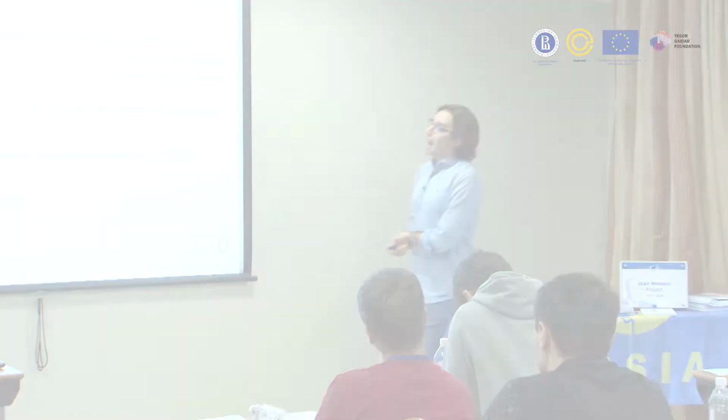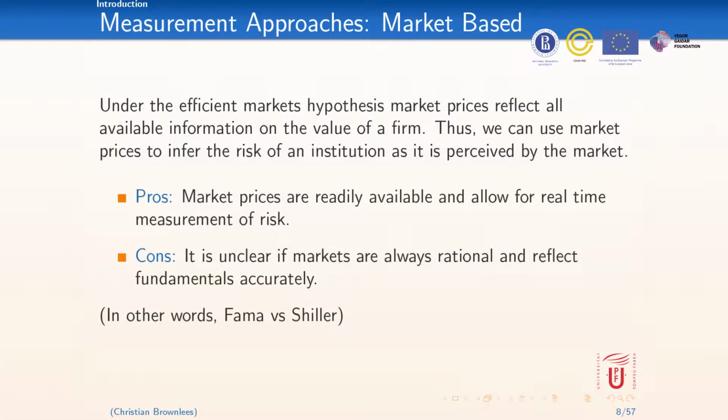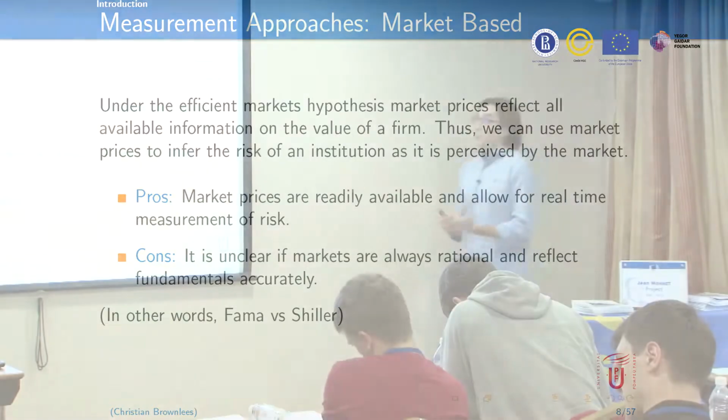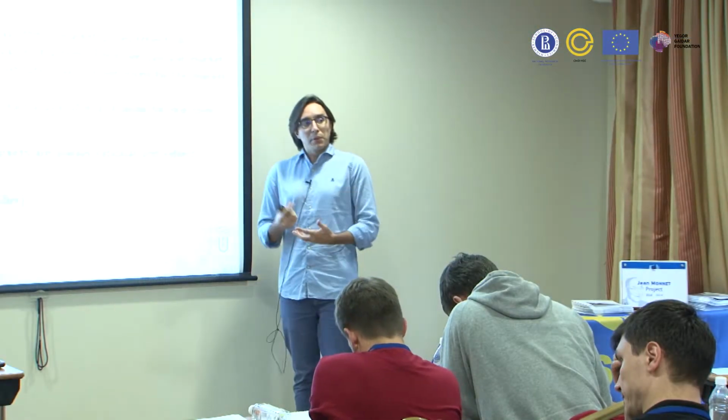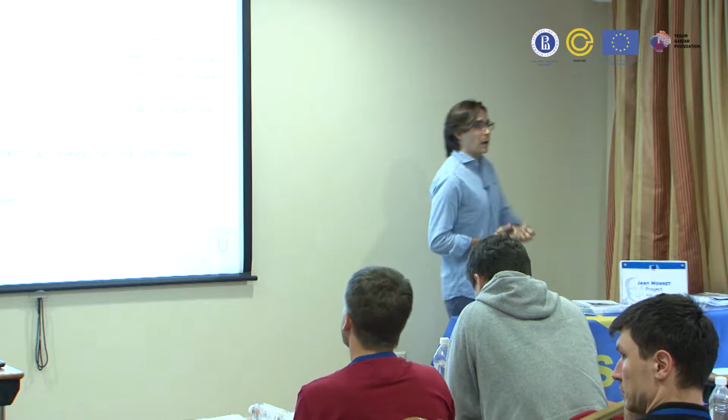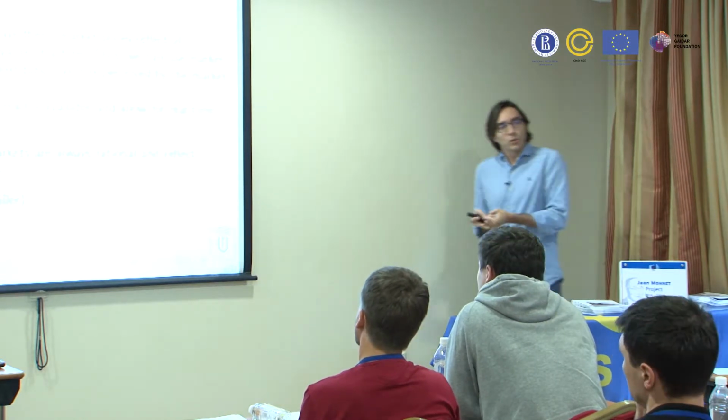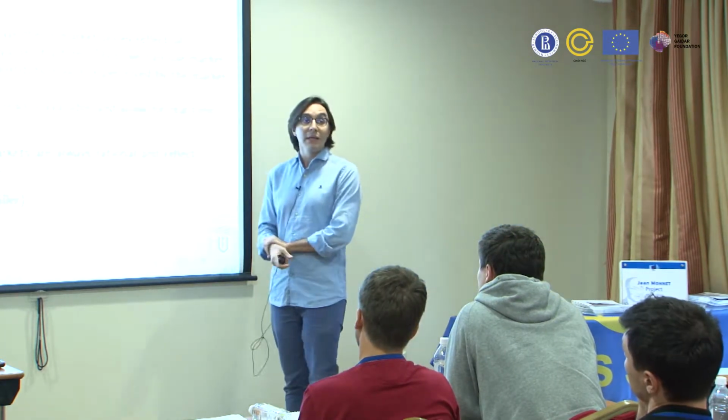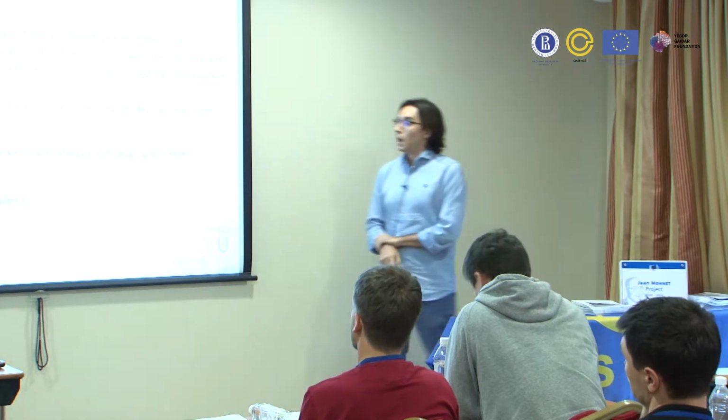Now, when you talk about stock prices, people sometimes have mixed feelings about it, so let me just try to motivate things a little bit more here. If you believe the efficient market hypothesis, stock prices reflect all publicly available information regarding a company. So the idea here is that we would like to build an index of systemic risk that tries to squeeze the information which is implied by the actions of market participants.